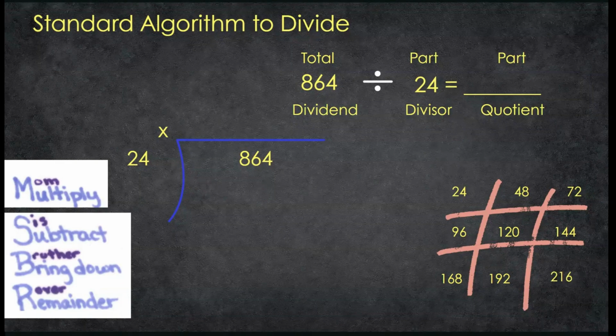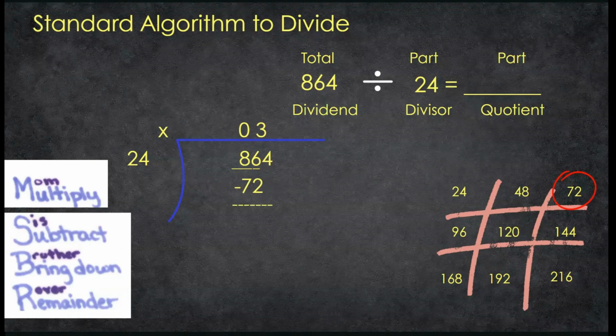So my first step, how many groups of 24 go into 8? That's going to be 0. 8's too small. So then now I combine the 8 and the 6. How many groups of 24 go into 86? Look at my hashtag. The closest I can get is 72. That is in the 3rd position, so I'm going to write a 3 above the tens place. I multiply that out, 24 times 3, which is 72.